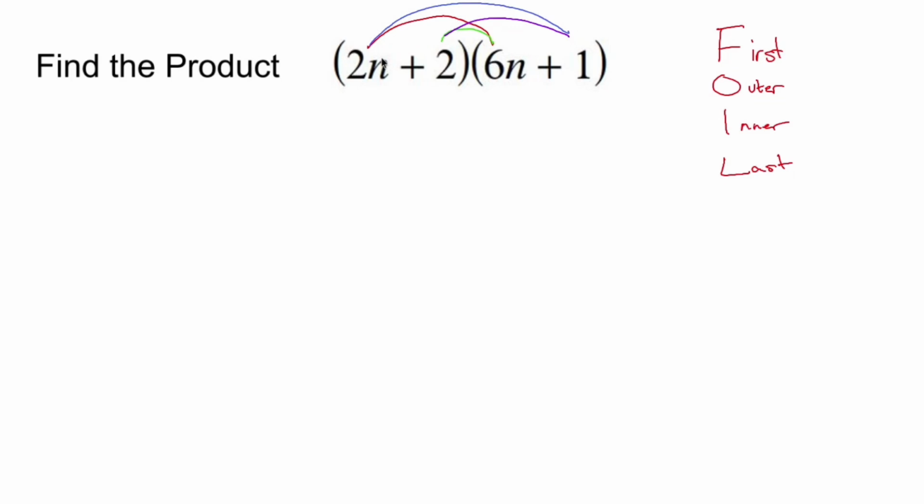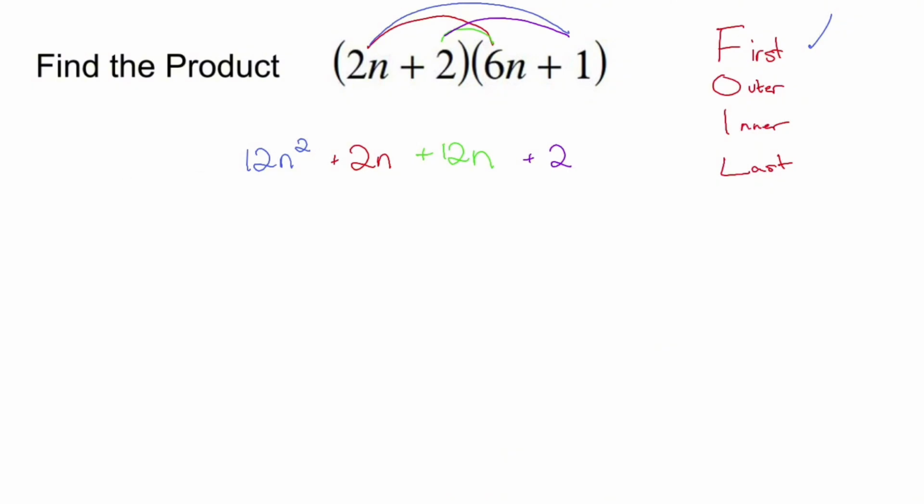So 2n times 6n is 2 times 6, which is 12, and n times n, which is n squared. That's the first. The outer is going to be, oh, I did the wrong colors. That's all right. 2n times 1 is 2 times 1, which is 2, and n times nothing like it is just n. Now we have 2 times 6n, that's the inner. 2 times 6 is 12, and n times nothing like it is just n. And then the last is going to be 2 times 1, which is 2.